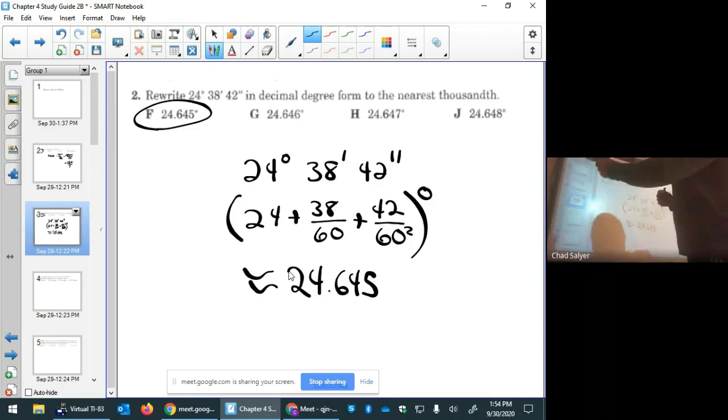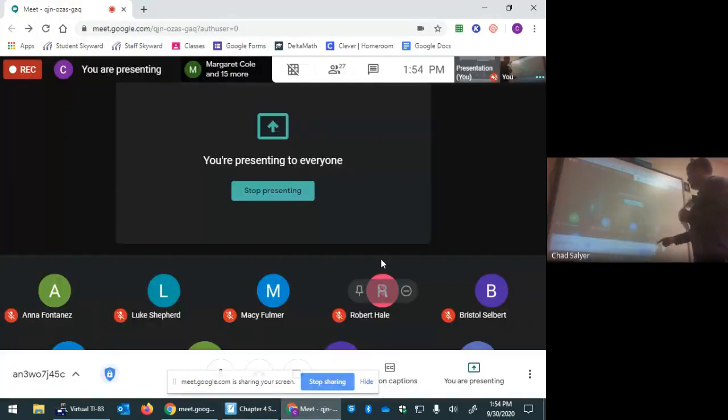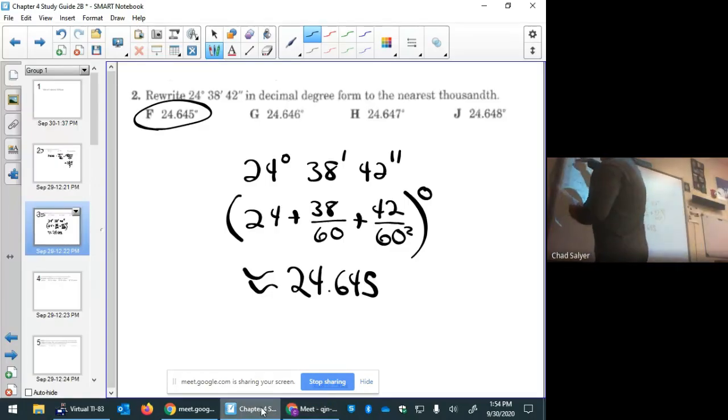And as always, just call out if you are confused, if something doesn't make sense to you. Or you can type in chat, and it gives me a prompt, and I'll try to listen for that as well.